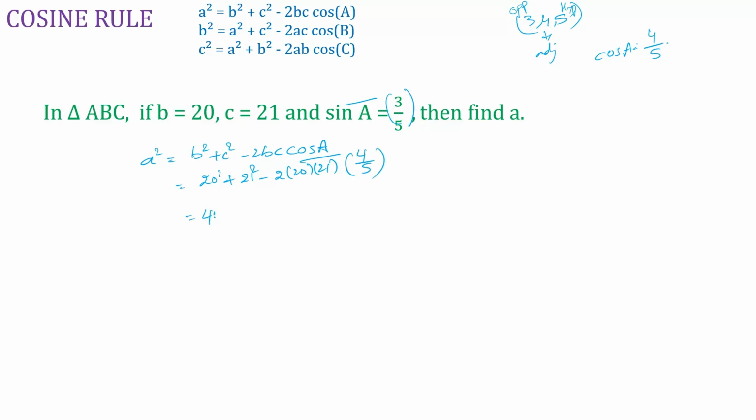This is 400 plus 441. Here 5 is 4 times. 2 is 8. 8 into 4 is 32 into 21. We will get this to be 672. On simplifying this, we'll get 169 here. A square is equal to 169, which means that A is equal to 13.